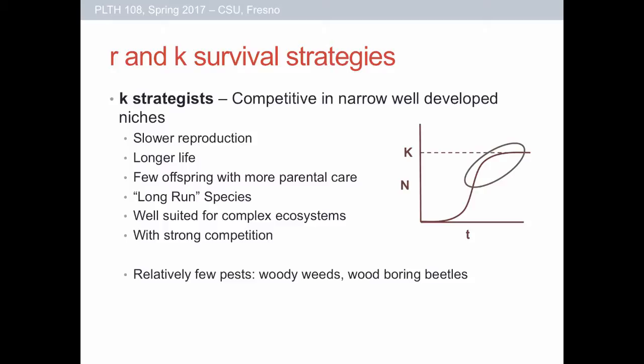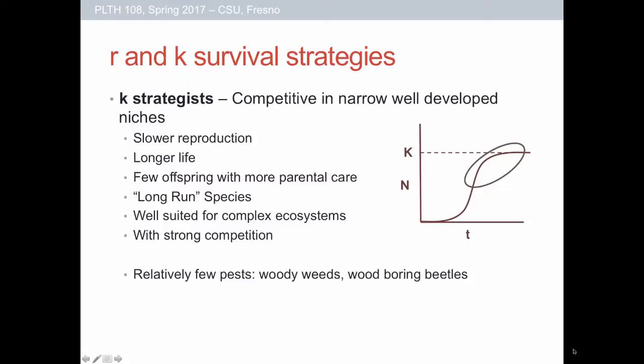On the flip side, the second strategy is what we call K strategists. So K strategists are sort of the opposite of r strategists. They have very slow reproduction. They have very long lifespans. They produce very few offspring. And the offspring they do produce, they tend to get a lot of parental care. So you could think of humans as being K strategists, right?